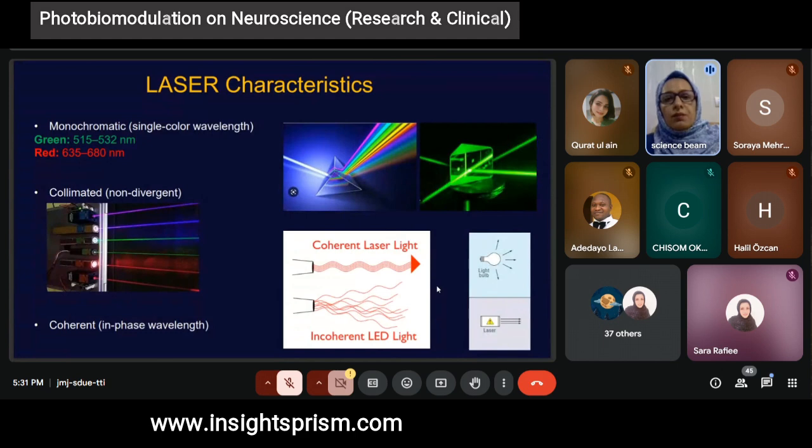Now let me give you some laser characteristics that it is better to know before going to the application of this kind of laser in medicine. You know that laser is different. We can distinguish laser from normal light by three characteristics. The important specification of laser is that it is monochromatic, I mean a single color wavelength. For example, when white light is absorbed by some kind of prism or optic, it gives you different colors, for example rainbow colors from violet, blue, green, red, and so on.